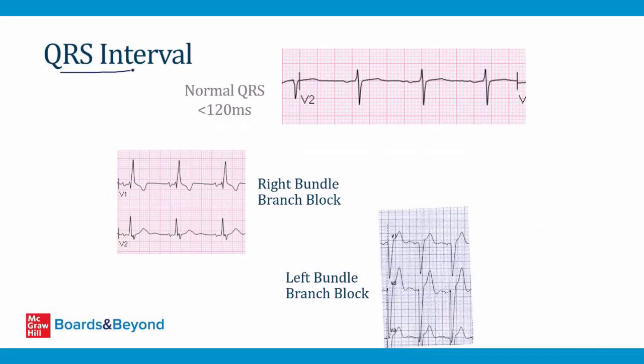Okay, next let's talk about the QRS interval, which is the amount of time from the start of the QRS complex to the end of the QRS complex. Normal is less than 120 milliseconds, which is 3 small boxes because small boxes represent 40 milliseconds each.